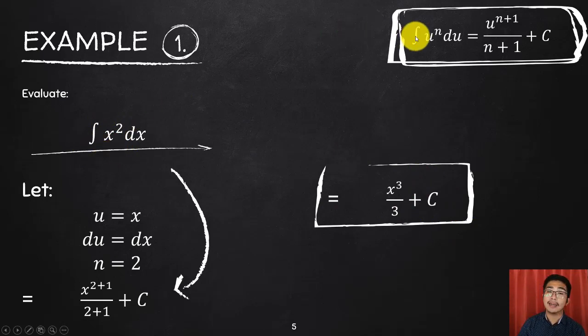So it's quite easy, right? You just simply find the value of u, du, and n, and you just follow the right side of the equation, and then you now have your answer. So no more guessing for integration. Okay, so is that clear?